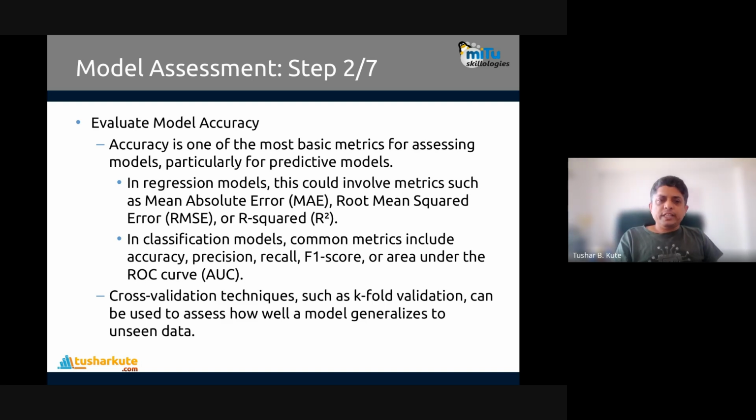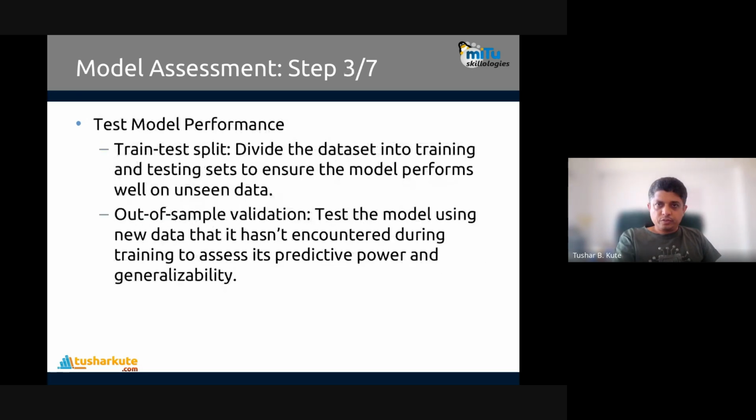So these are the methods, and in order to accomplish that, we need to use cross-validation techniques, like train test split, k-fold cross-validation, or leave one out cross-validation. Many techniques are used there. They can be used to assess how well a model generalizes to unseen data. That is the cross-validation methods used. Number 3, test the model performance.